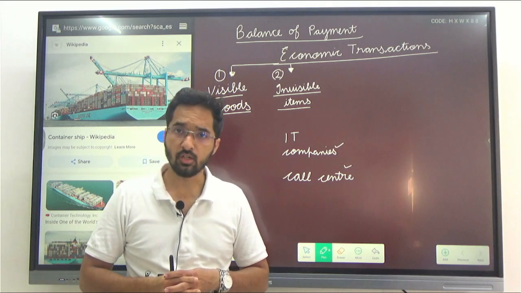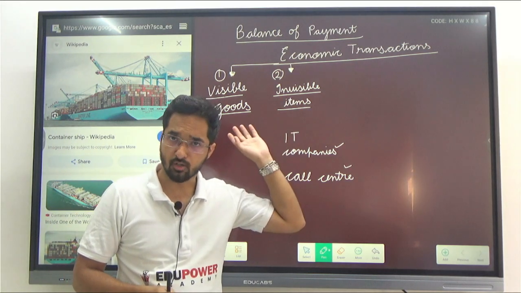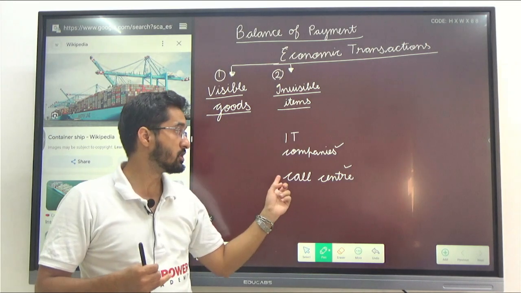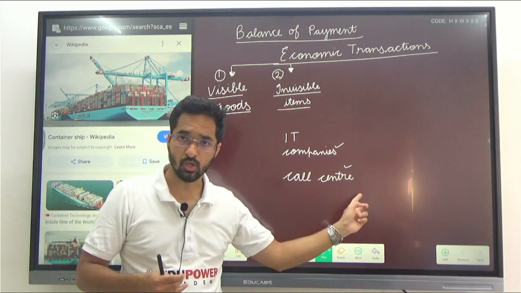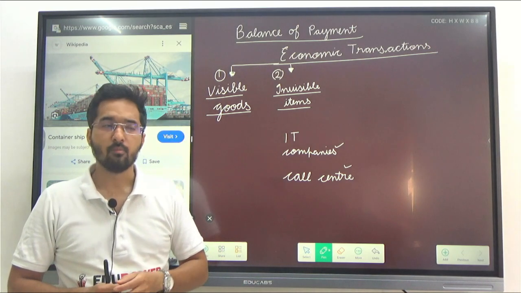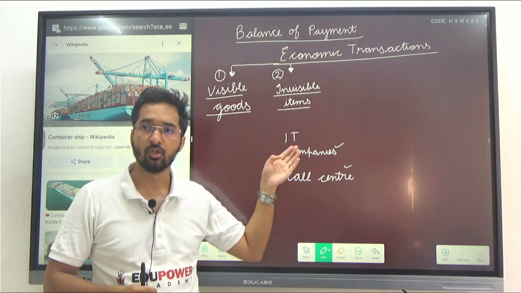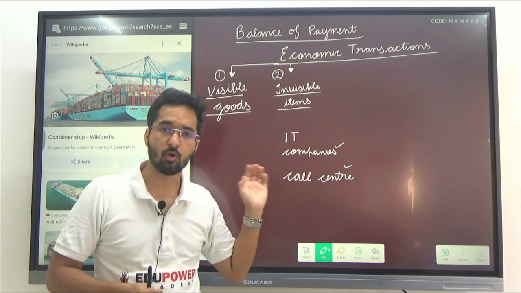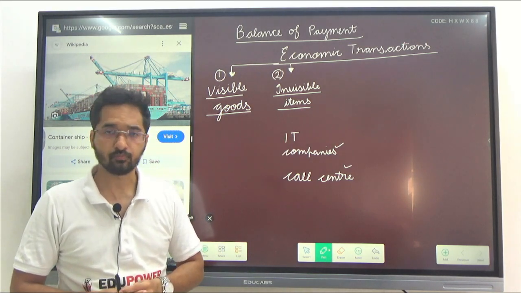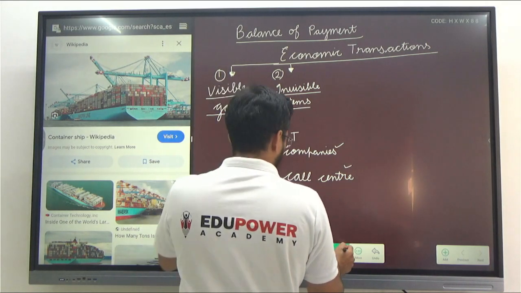So what kind of transaction is it? It is a transaction of invisible items, because India is providing them the services of call centers. So this is again an invisible item. There are many other examples: shipping, banking, insurance, business process outsourcing, all of it comes under invisible items. So this was the second variety of economic transaction.